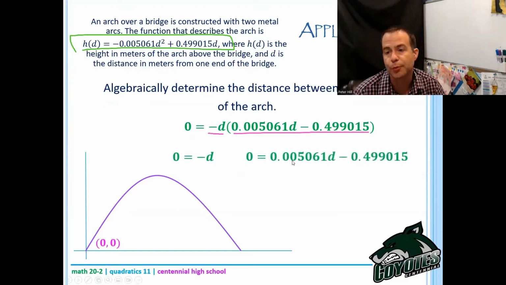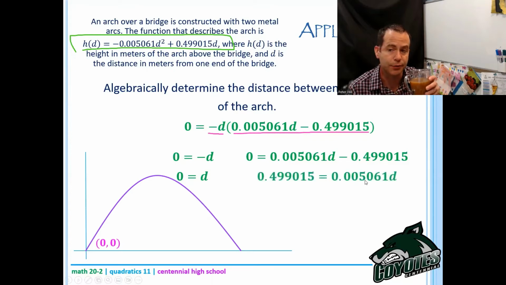Or 0.005061d minus 0.499015 could be my other 0, and that's the one I actually want to pay attention to. The first one's done: I know that d equals 0, I just multiply both sides by negative 1. For the other one, I need to add 0.499015 to both sides, and then I can divide by 0.005061. That gives me d is 98.6.